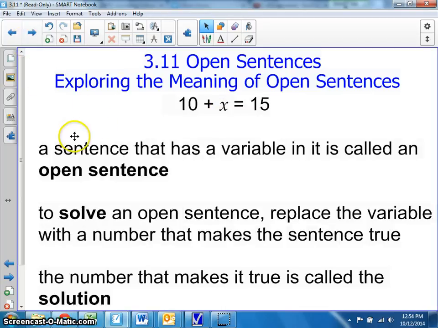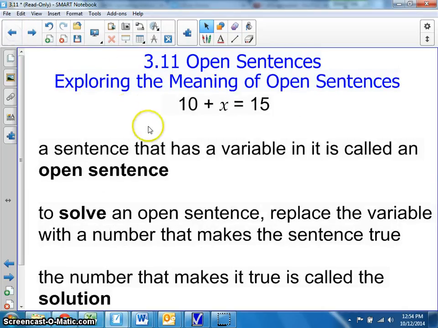So in this number sentence, 10 plus x equals 15, the sentence that has a variable in it is called an open sentence. To solve the open sentence, you replace the variable with a number that makes it true. So what should be there? Well, it should be 5. 10 plus 5 would equal 15. The number that takes the place of that x is the solution.